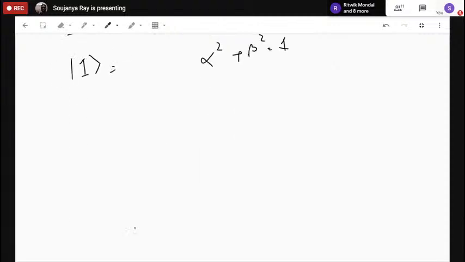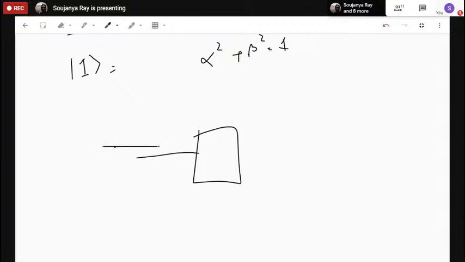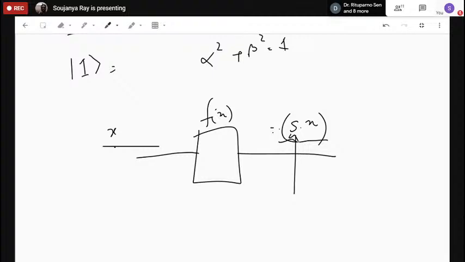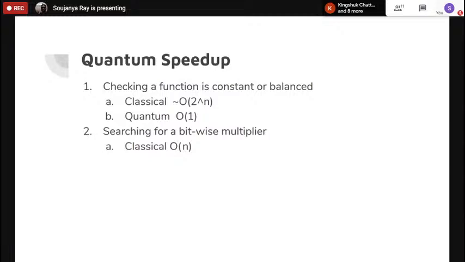If you have a black box and you put in a stream of bits, you get something out. Suppose you're entering the stream of bits x. This is a function f of x, and you are receiving s dot x as the output. So you need to figure out s. For a classical computer, this takes about n times, because you need to put in the entire stream of bits and then you can see the answer. But a quantum computer needs just one shot to solve this problem.